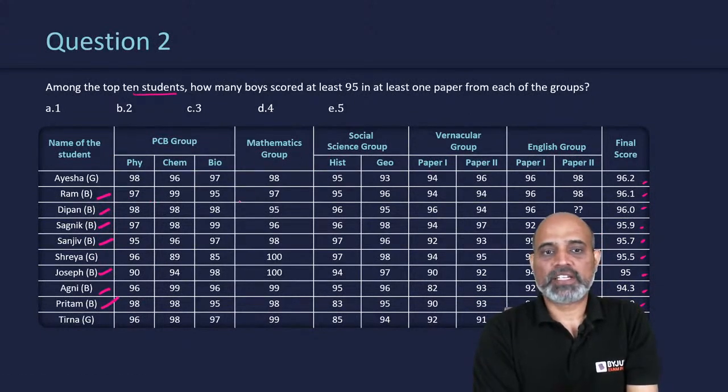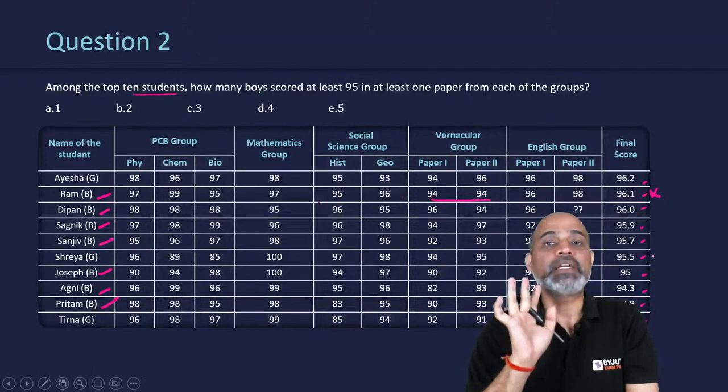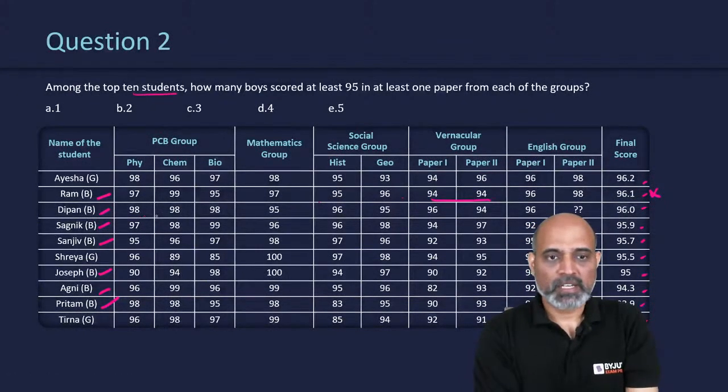So Ram, did he score at least 95 in every paper? No, he did not. He missed one paper, vernacular. Let's go to Dipan. Did he score 95 in each of the papers? At least 95. Yes. Remember, we just calculated this turned out to be 95 or anyways 96. At least one paper was needed. So Dipan is the person. Let's look at Sagnik. Yes, more than 95 everywhere. More than 95, more than 95, more than 95, less than 95. No.